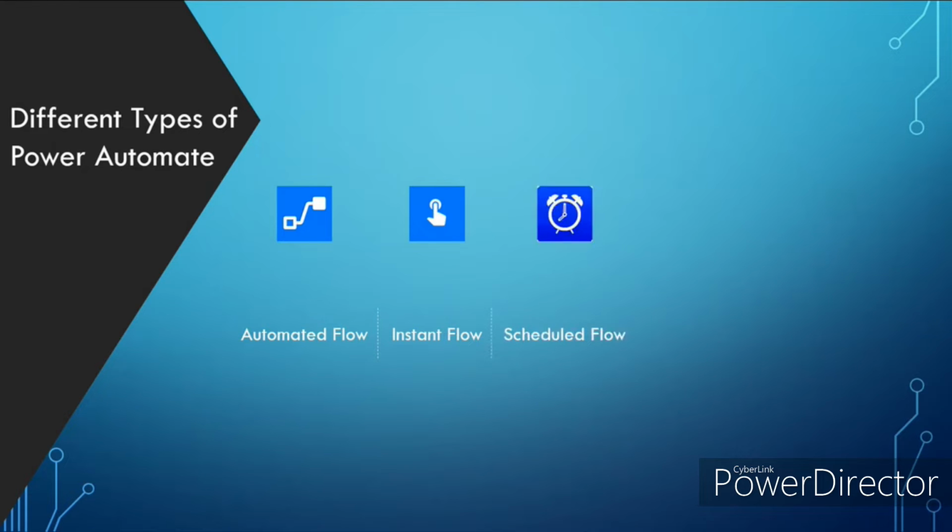The next is the scheduled flow. Scheduled flow is a very intricate solution in Power Automate. When we want to do a certain task on the same day, or every week, or every month, say we want to send an email as a notification to certain persons, we can schedule that with this flow, and it will send that notification as per the specified schedule.